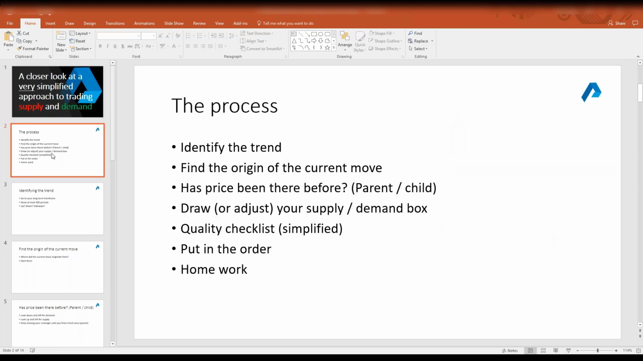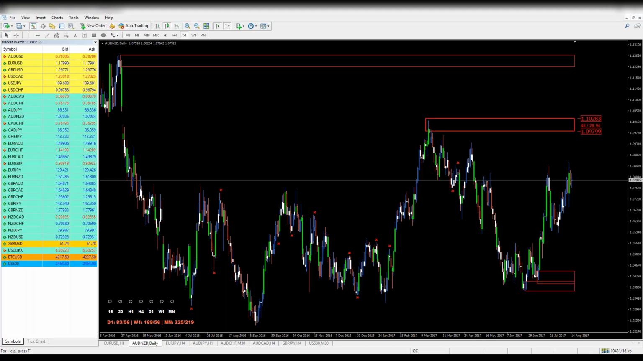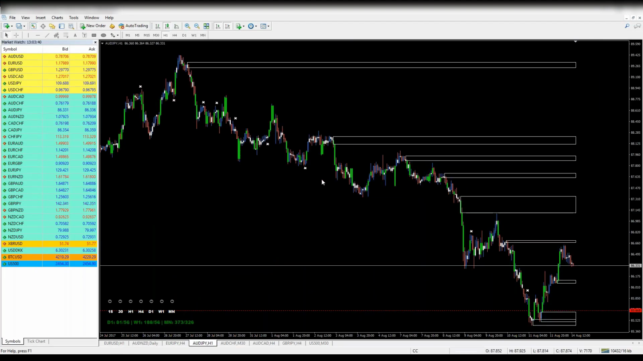The process that we're going to discuss today is a process that you would use when you're looking to take a trade. You're looking at your chart, and it's really nice to have a process that you can follow to help you identify a trade. You look at this chart, and what do you do? The purpose of today's presentation is to help you do that.